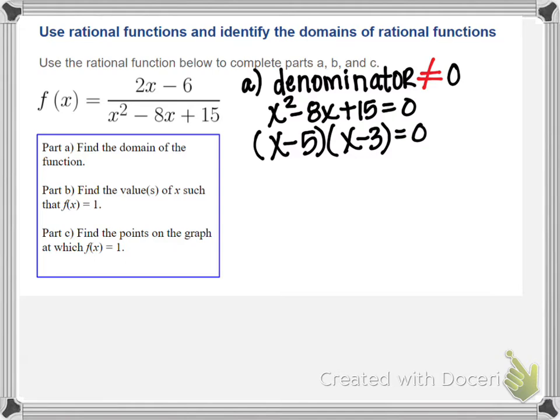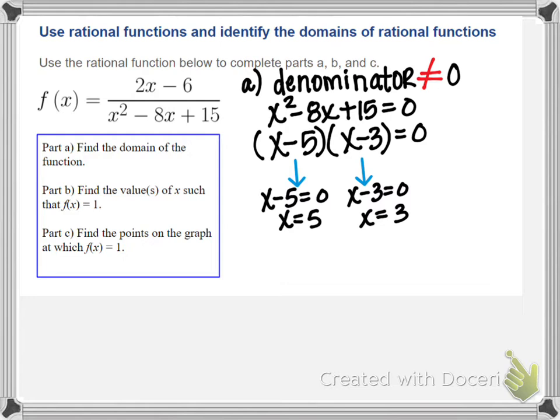So my denominator is x squared minus 8x plus 15. If I set that equal to 0, in order to solve for x, I have to factor x squared minus 8x plus 15. That factors to (x minus 5) times (x minus 3). Then I use my zero product property to solve each of the binomials when they are set equal to 0. So x minus 5 equals 0, that gives me a solution of x equals 5. And then x minus 3 equals 0, which gives me a solution of x equals 3.